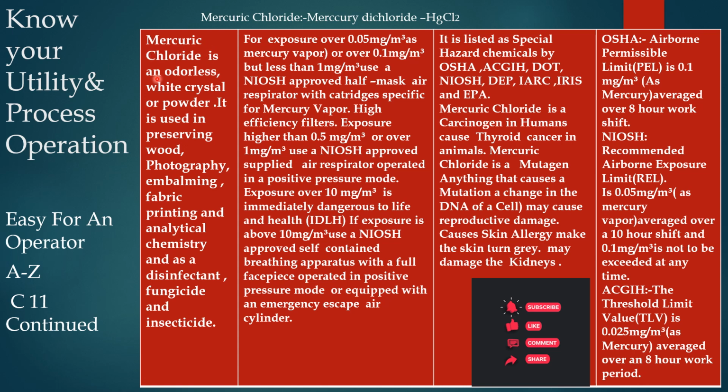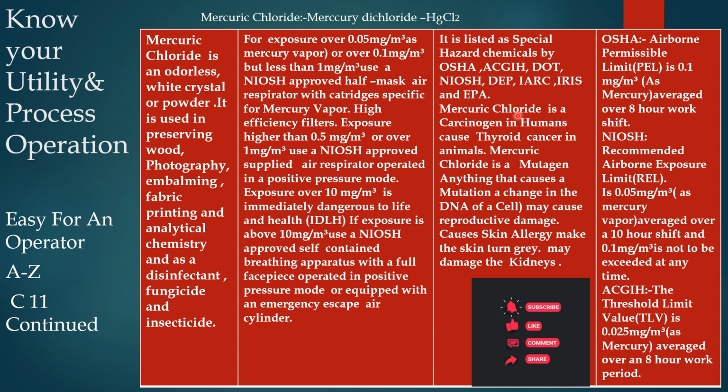Mercury chloride is an odorless white crystal or powder. It is used in preserving wood, photography, embalming, fabric printing, and analytical chemistry. It is also used as a disinfectant, fungicide, and insecticide. It is listed as a special hazard chemical by OSHA, ACGIH, DOT, NIOSH, DEP, IARC, IRIS, and EPA.